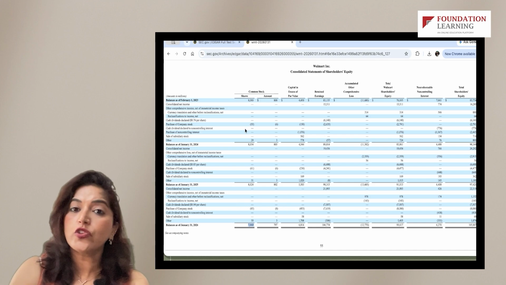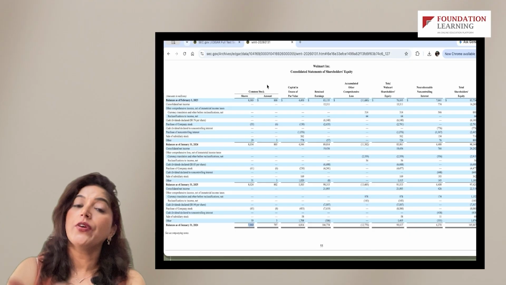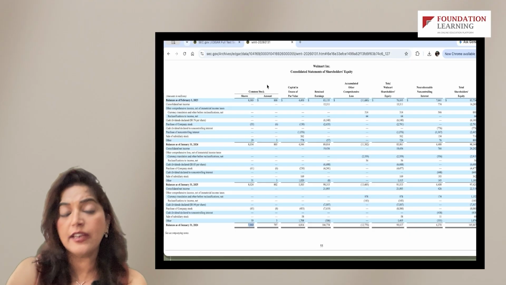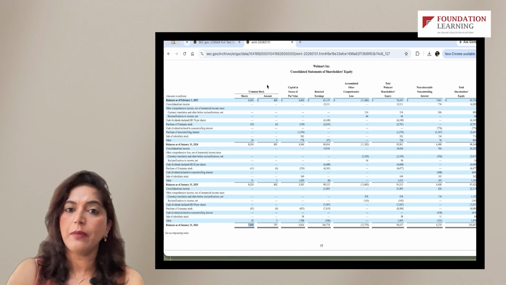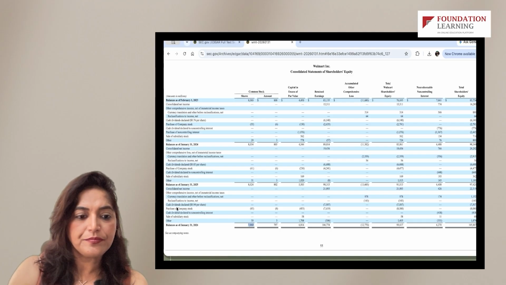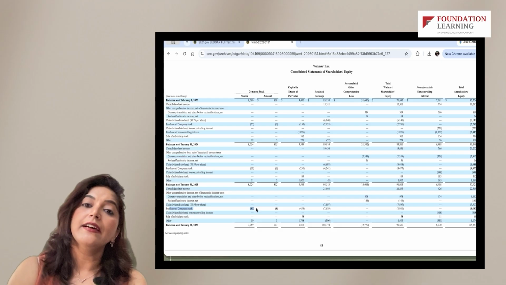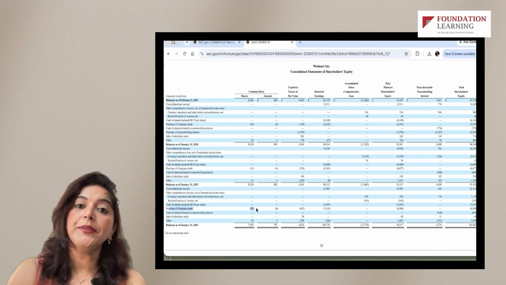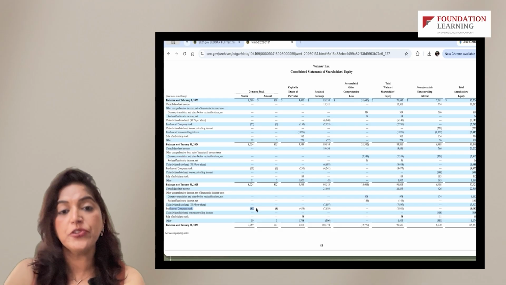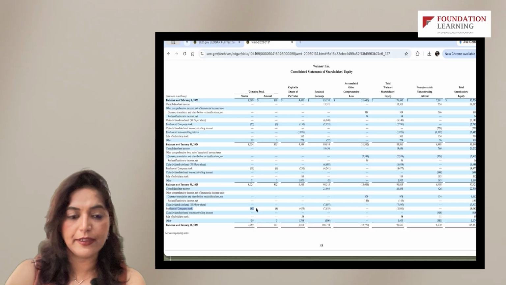Was any new share issued during the year? Was any treasury stock purchased, right? Treasury stock, by the way, is share buyback. So here you see purchase of company stock, $85 million. That is purchase of treasury stock. The company purchased its own shares back from the market.